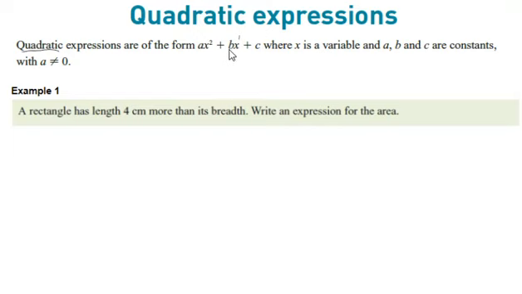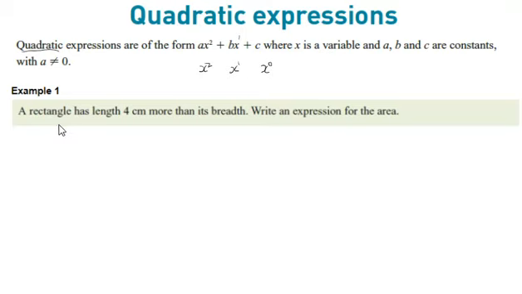Now you might see that we've got an x squared term, an x term, x to the power of 1 term. We actually have an x to the power of 0 term. That's the c, but remember, anything to the power of 0 is 1. So this c is by itself. So this expression has all these powers of x. What are we going to do with them? Well, let's have a look at this example.